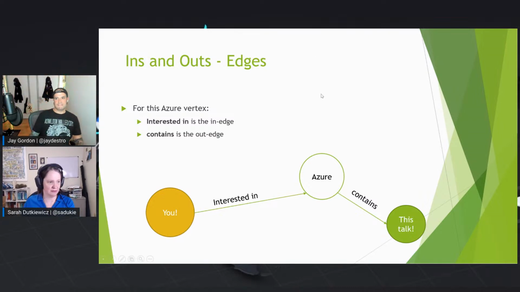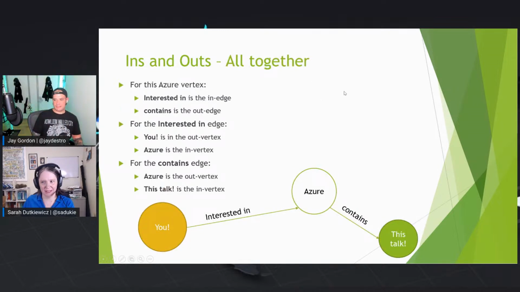All right, so all together, this is the interested in. This is the perspectives, the ins and outs. So with Azure, you see that interested in is the in edge and contains is the out edge. You have different perspectives on the interested in edge. So U is the out vertex for the interested in edge, and Azure is the in vertex. So outs and ins apply to both edges and vertices.